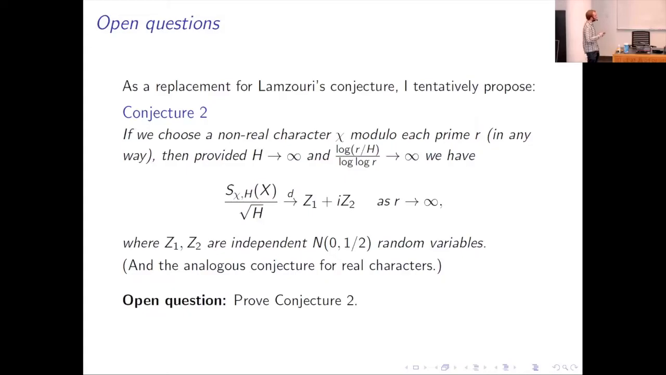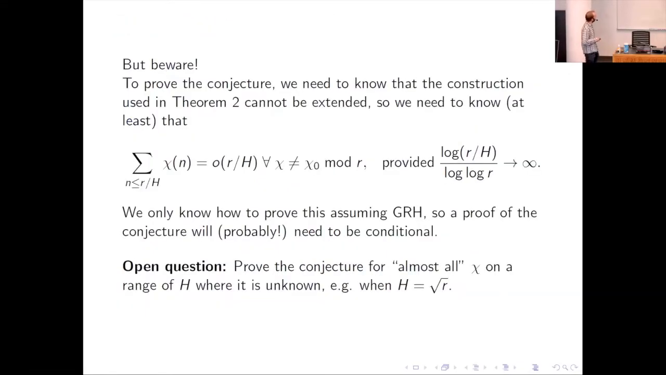Okay, so the negative result, theorem 2, I think, said that if you don't have this condition, there are bad characters where you don't have this convergence. So this is the strongest thing that could be true for all characters, and I conjecture that this might be true. So, okay, here's an open question, prove this. But before you get started on that, I'll give you a little warning. To do that, you're going to need to know that the construction used in theorem 2, the negative result, couldn't be extended to a bigger range. Because if it could, you could just transfer the proof directly over.